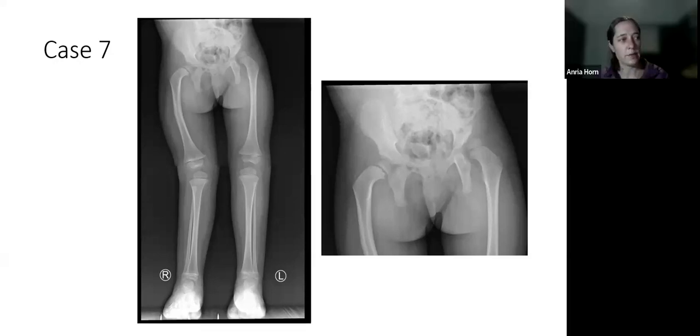So I'll point out the features for you. There's shortening of the entire femoral shaft, of the diaphysis. There's mild coxa vera.